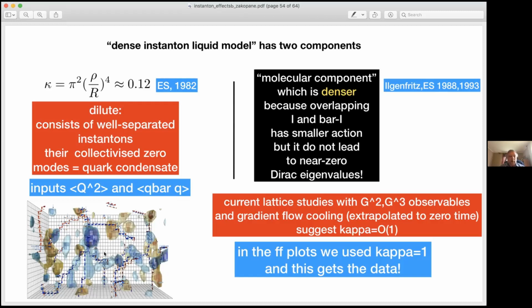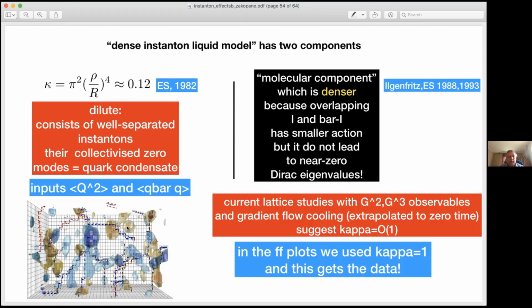Now, for chiral symmetry breaking, that was enough. Each of them has a zero mode, and it was explaining chiral symmetry breaking well. But now we don't need Dirac zero modes, we need just the field. And what happened is that there is a so-called molecular component. If there is an instanton and an anti-instanton partially overlapping, then the action is smaller than twice the action. And there are many of these in the vacuum. In principle, in the cooling process, they are also observed.